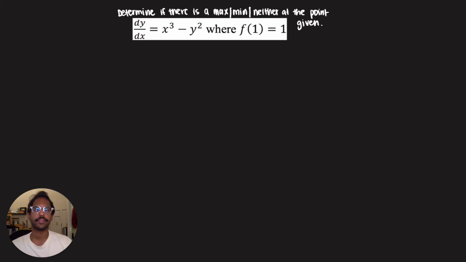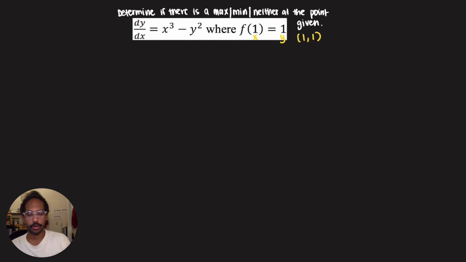We're asked to determine if there is a maximum, a minimum, or neither at the point given, and we're given a differential equation, dy/dx, which is the derivative, equals x cubed minus y squared, where f(1) equals 1. That means they're telling us that we have a point (1, 1), because there's our x and there's our y. All right, so we're given this particular solution, and what we need to do is figure out what's happening at that point. Do we have a maximum or minimum or nothing?